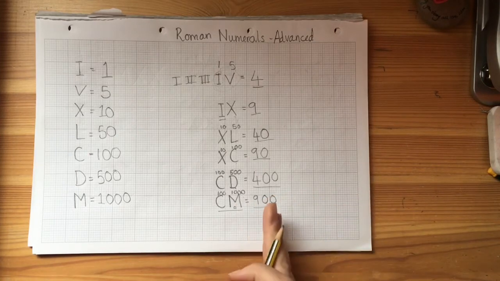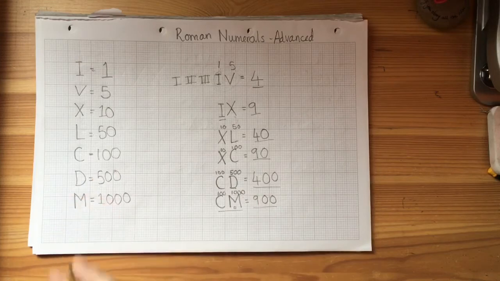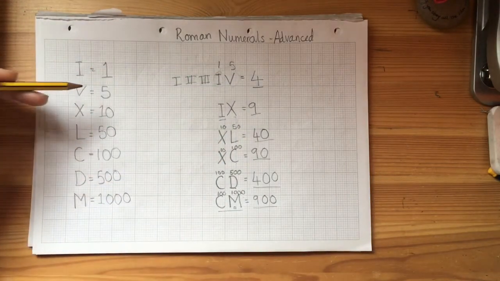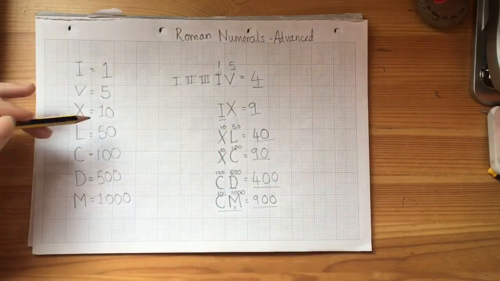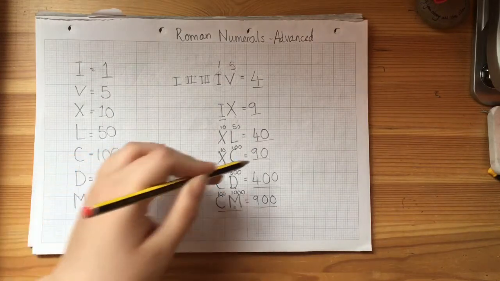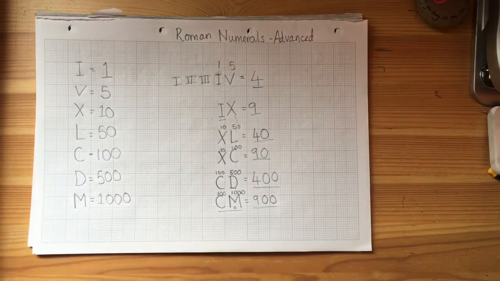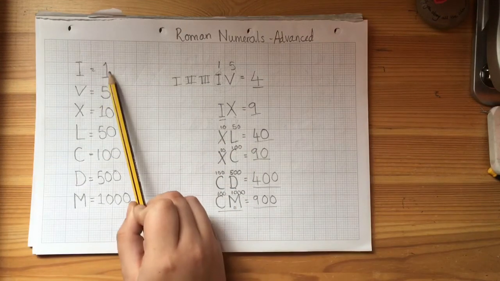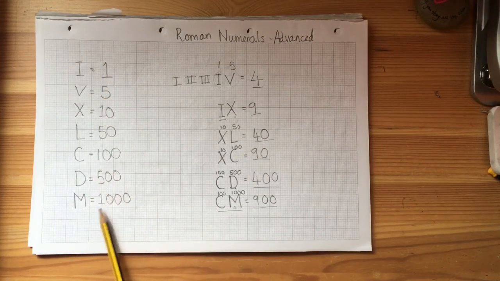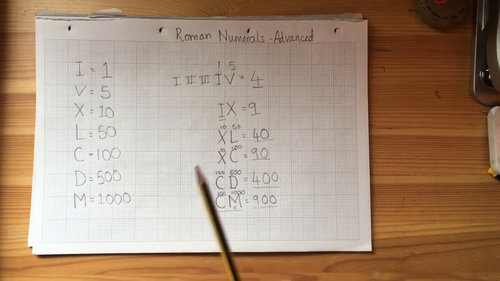That's because, if we have a look back over here, 4 is 1 less than 5. 9 is 1 less than 10. 40, 10 less than 50. 90, 10 less than 100. We said earlier that the Roman numerals, they like to work in 1s and 5s. So that means that they've got to change when they get to 4 and 9.